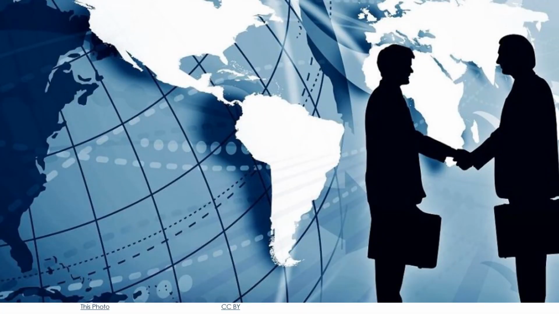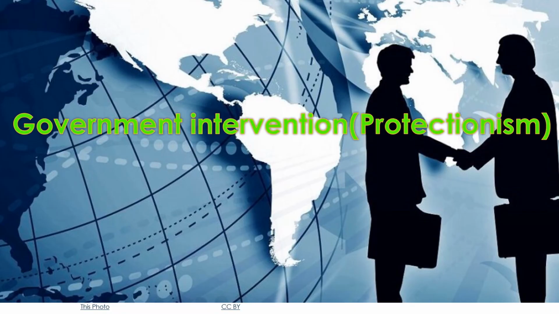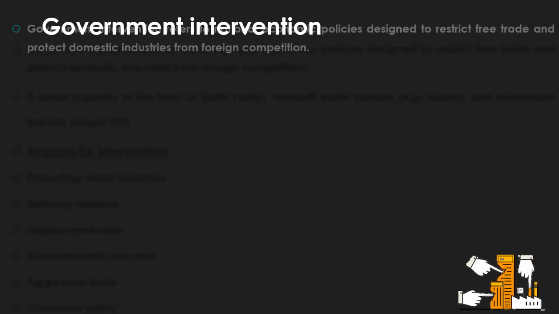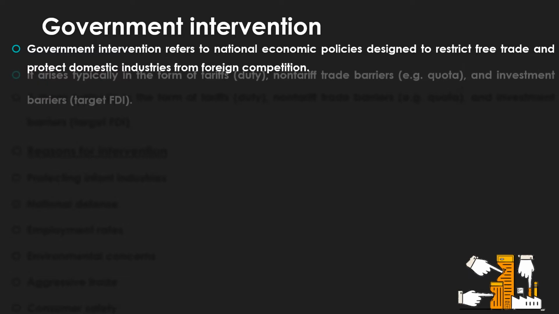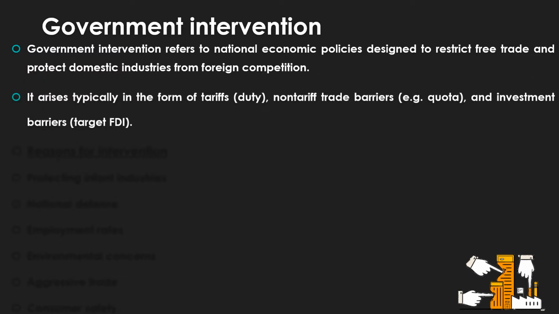Let's look at government intervention or protectionism. Government intervention refers to national economic policies designed to restrict free trade and protect domestic industries from foreign competition. It arises typically in the form of tariffs, non-tariff trade barriers, and investment barriers.